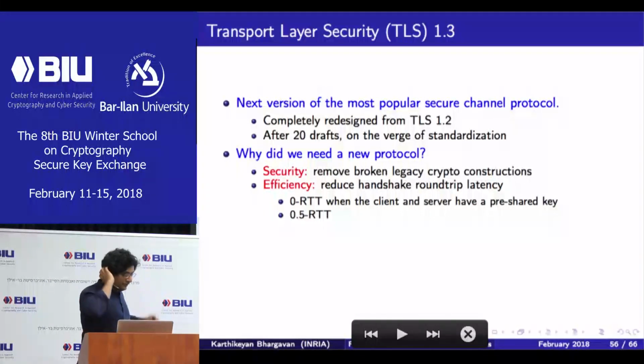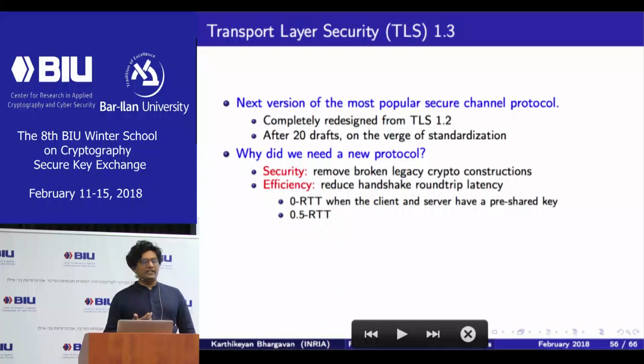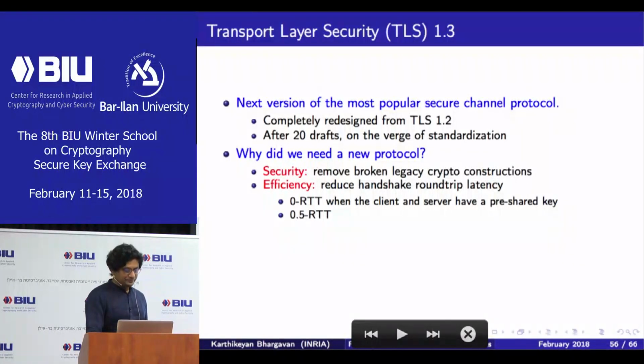But it's the next version of TLS, and it was completely redesigned from TLS 1.2. That's kind of what you need to know, and it's almost done, right? So I think the word we're using is "nearly", or whatever that means.